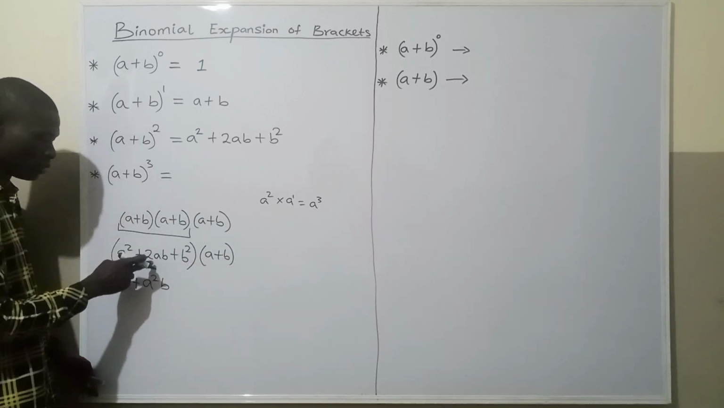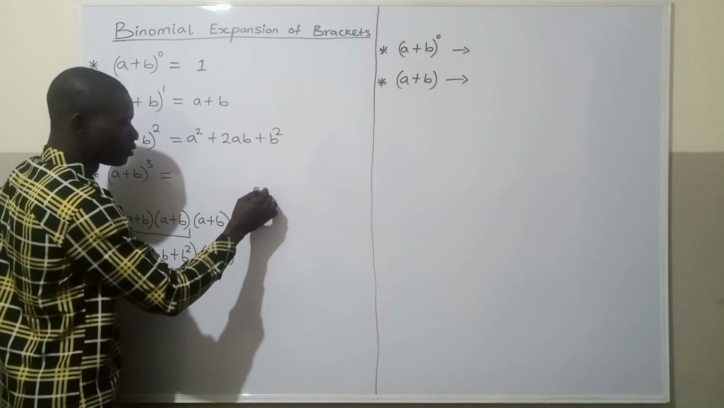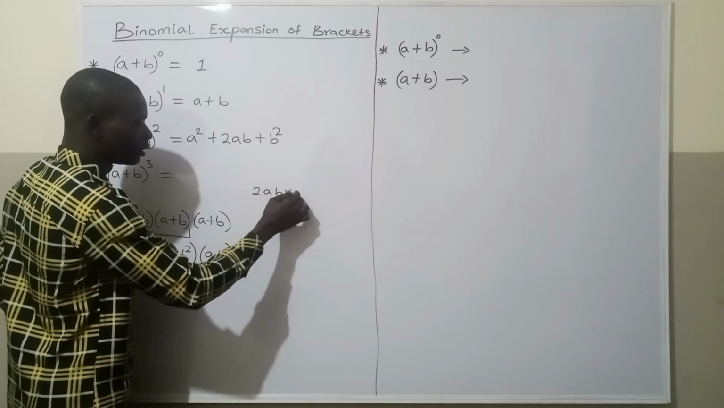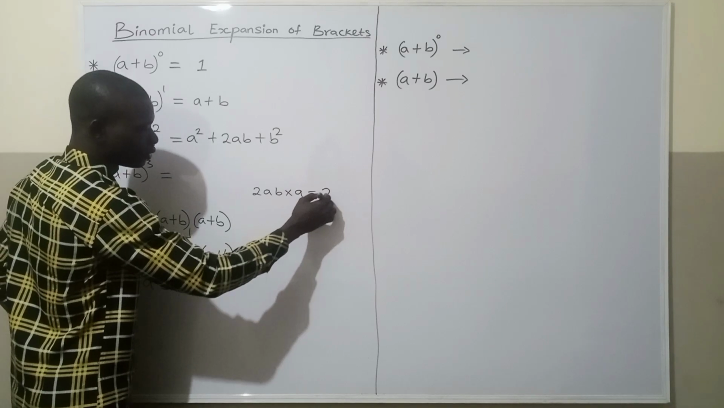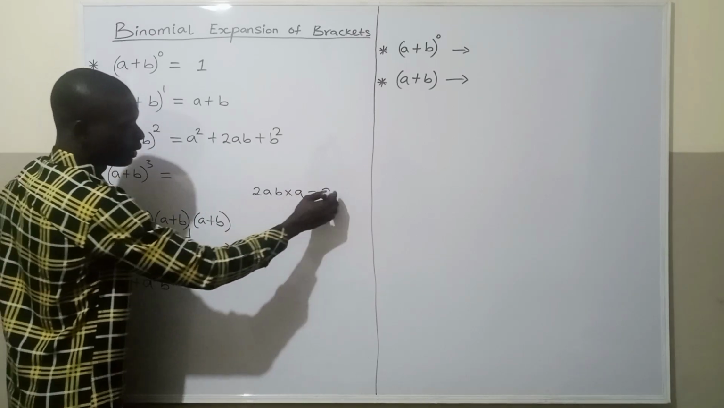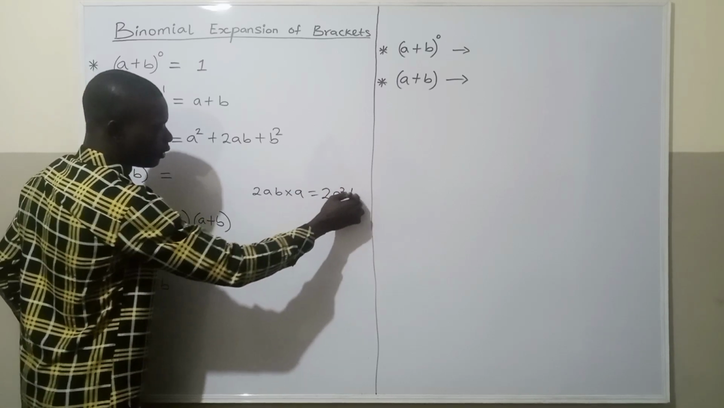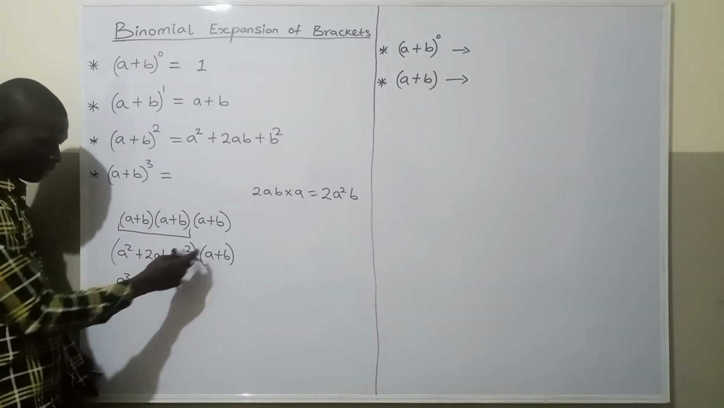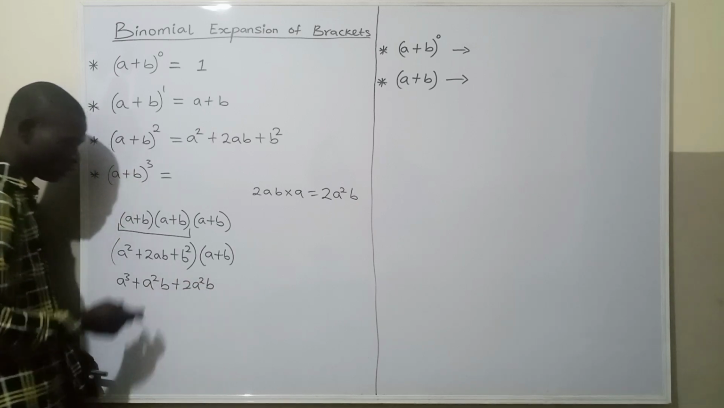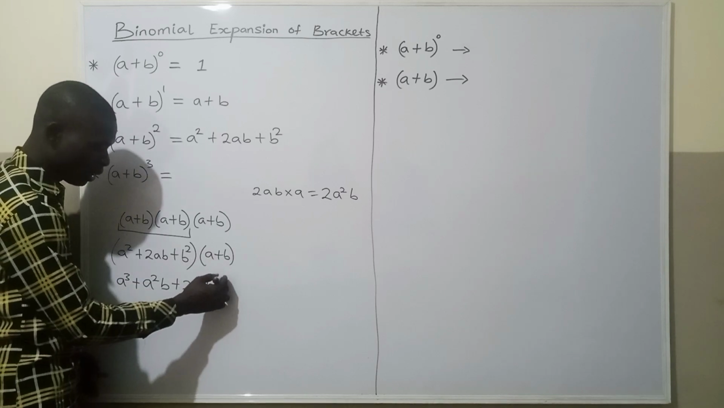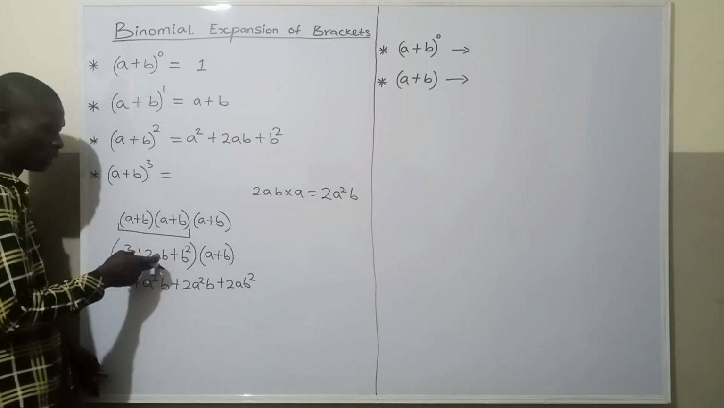We go for 2ab. 2ab multiplied by a. Of course, 2 only appears once, so that's going to be 2. We have an a here, we have another a here, so a times a is going to be a squared. And then finally we have b here. So 2ab multiplied by a is going to be 2a squared b. The next is 2ab multiplied by b, and that's going to be 2ab squared. So we are done with 2ab.